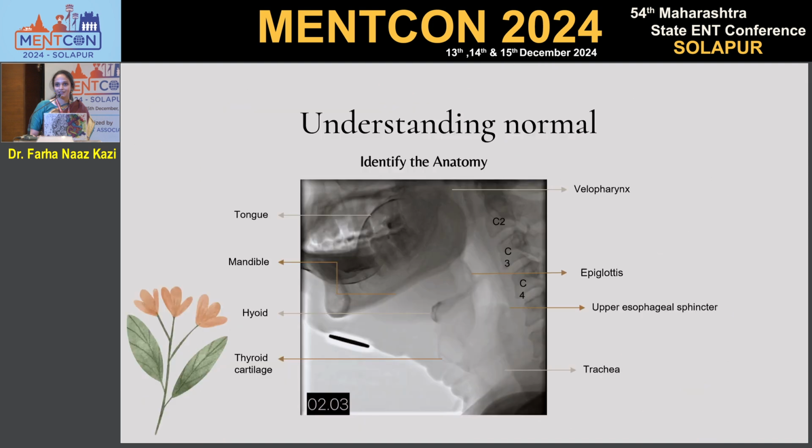To understand how to assess, we need to understand normal. Check for the tongue, the velopharynx, the mandible, the hyoid, thyroid cartilage, epiglottis, the vertebrae C2, C3, C4, the upper esophageal sphincter, and the trachea below.